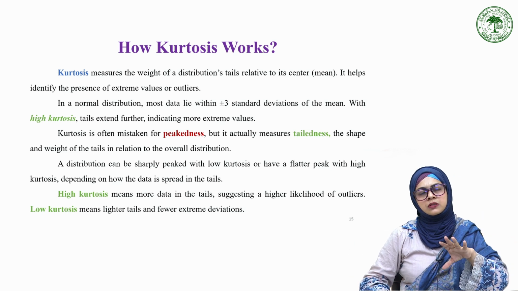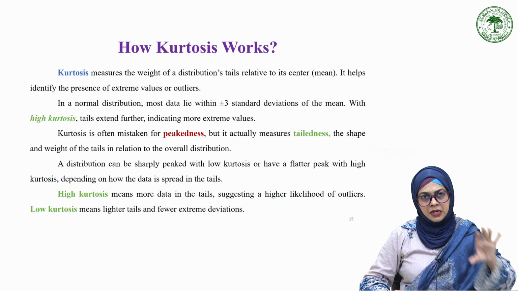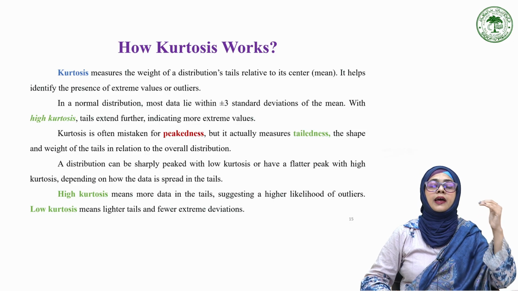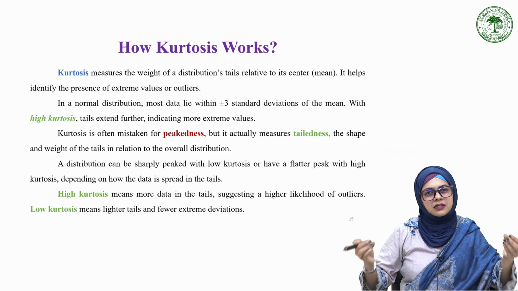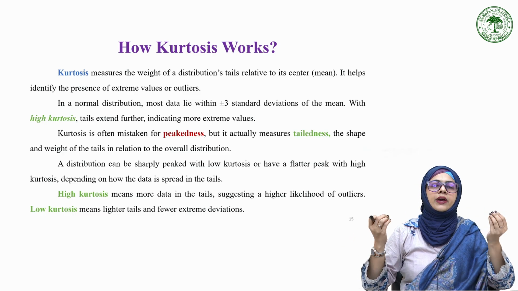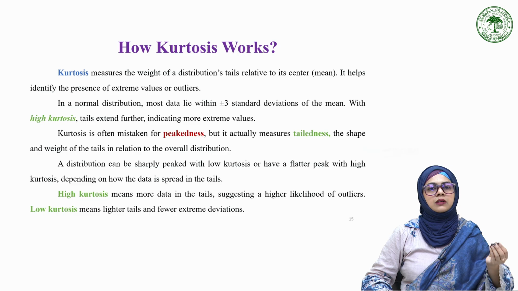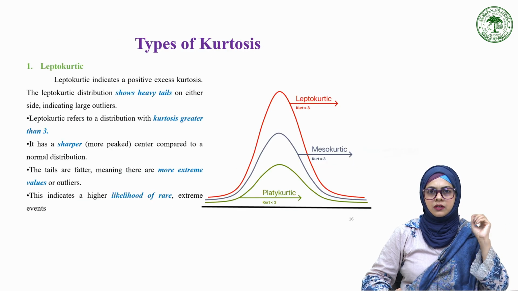So high kurtosis means the data is in the tail, suggesting a higher likelihood of outliers, while low kurtosis means there are lighter tails. That means there are very few extreme deviations in that particular curve.